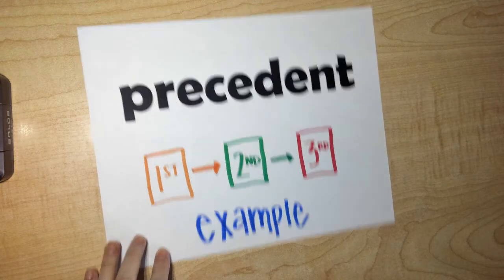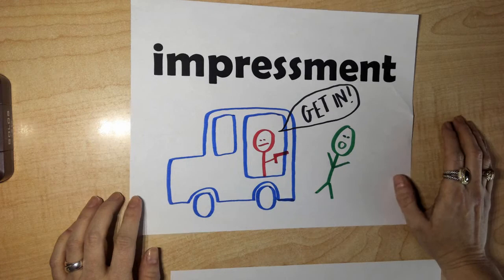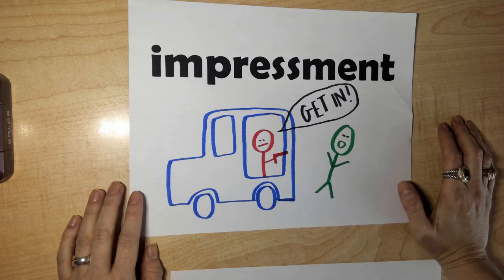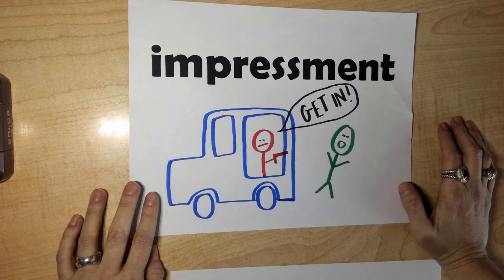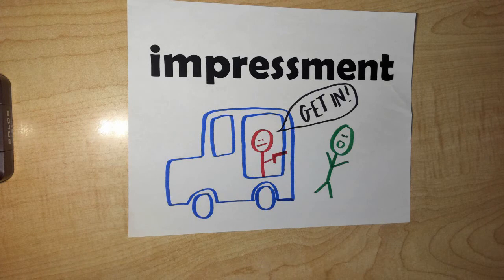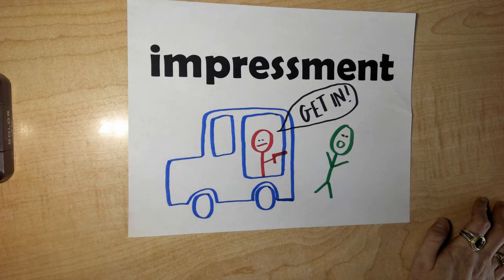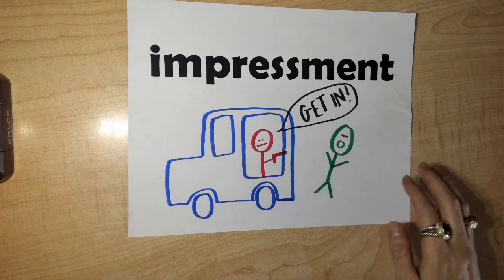The next vocab word that we learned was impressment. And this word is actually going to come back to us in a few weeks when we study some future presidents. Impressment is not a good thing. It means to kidnap somebody and force them to join your military. At this time during Washington's presidency, the British were impressing American sailors and forcing them to join the British Navy.